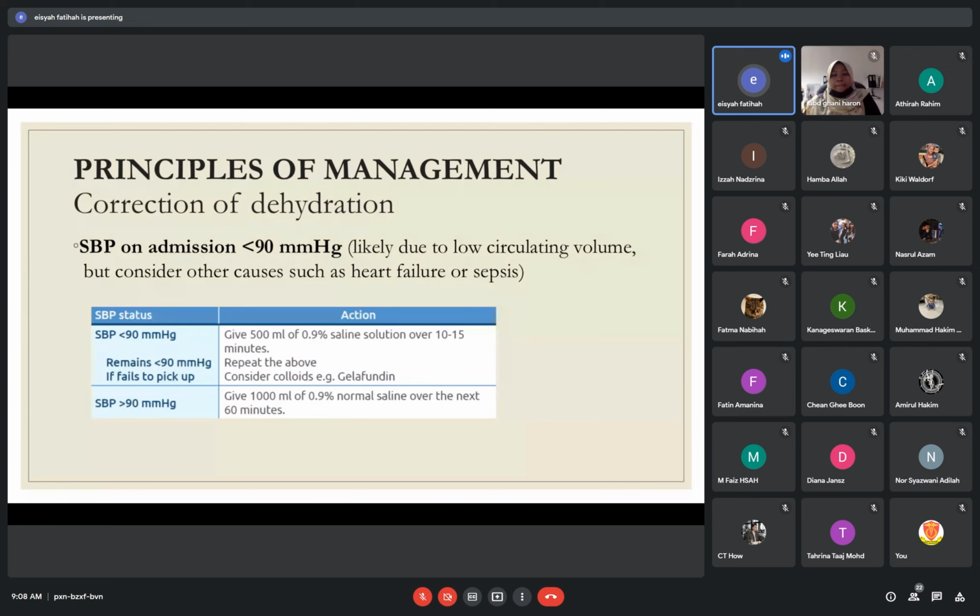And if the repeated BP is still less than 90, we can consider colloids such as gelofusine. And if the repeated BP after bolus is more than 90, we can give 1 liter normal saline over the next hour, so not bolus.